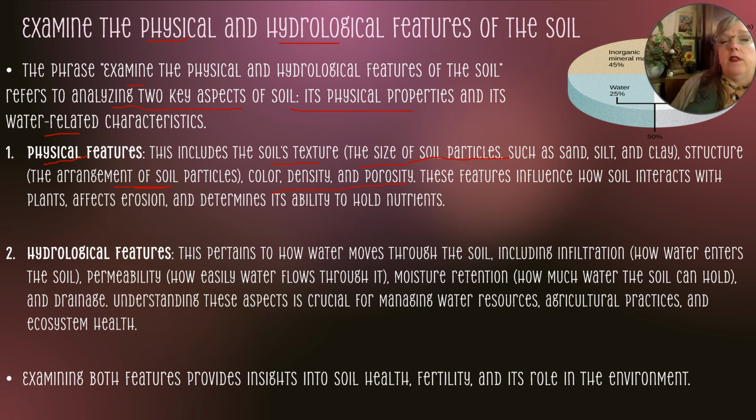And these things are all going to influence how the soil interacts with plants, affects erosion, and determines its ability to hold nutrients. So all of those things are important with just the physical features of the soil. And then the hydrological features, of course, this pertains to how water moves through the soil, including infiltration, meaning water entering the soil, permeability, how easily the water flows through it, and moisture retention, how much it can hold, and then drainage, of course. Understanding all of these aspects is crucial for maintaining water resources, agricultural practices, and ecosystem health.